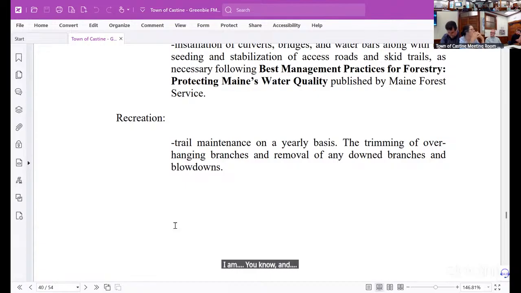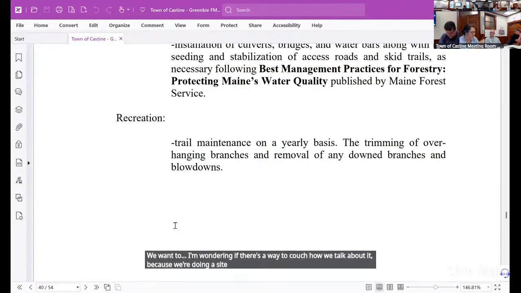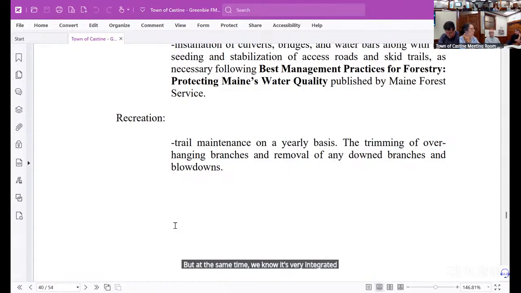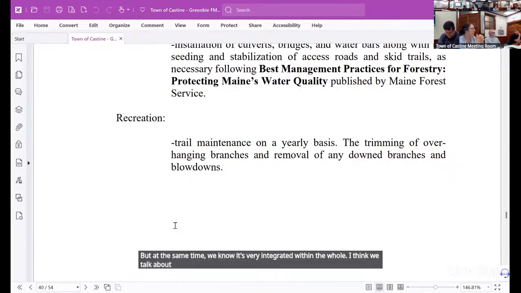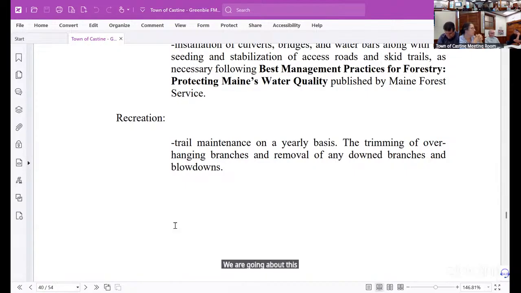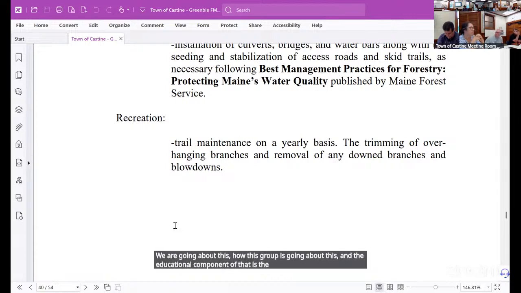I'm wondering if there's a way to couch how we talk about it, because we're doing a site-specific analysis with artificial boundary lines, but at the same time, we know it's very integrated within the whole. I think we talk about the process, how this group is going about this, and the educational component of that is the selling point to the town. And that's the replicatable piece, why Kevin picked a different cruise. There's a couple different ways to go about doing data, but you functionally do the same thing every time.